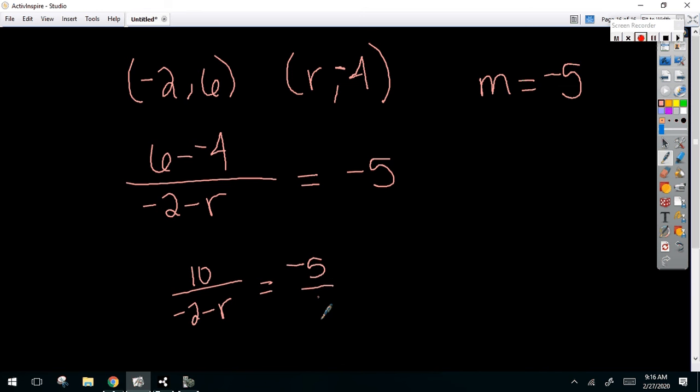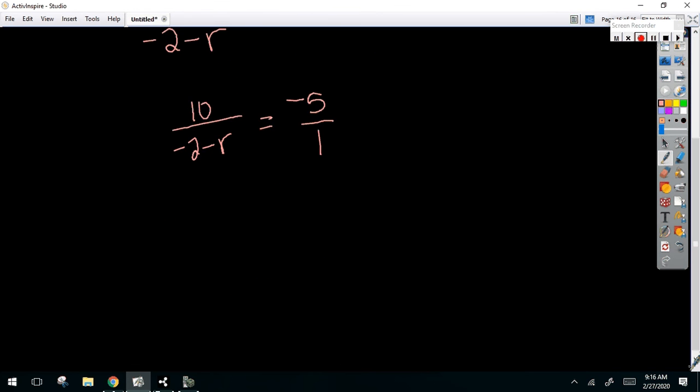Now, here's what I'm going to do. I'm going to put this over 1. Okay? Because I now have two fractions that equal each other. What is this called? Starts with a P? Proportion. A proportion. Good job, Xavier. And to solve a proportion, what do I do? Y'all are pros at this. Cross multiply. Yes, sir.